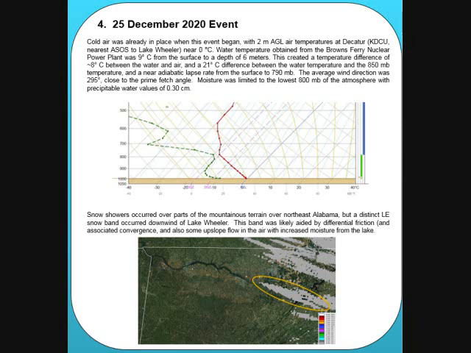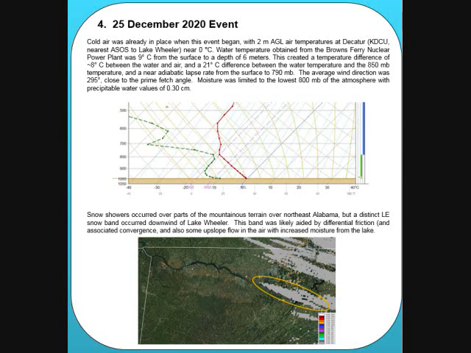So this created a difference in temperature of 8 degrees Celsius between the water and the air, and 21 degrees Celsius between the water and the 850 millibar temperature. So well above that threshold guidance of 13 degrees Celsius. And you see here in the HRRR sounding from KHSV, a nearly adiabatic lapse rate up to about 790 millibars. So it's very unstable. The average wind direction was 295, which is close to that prime fetch angle of 305.